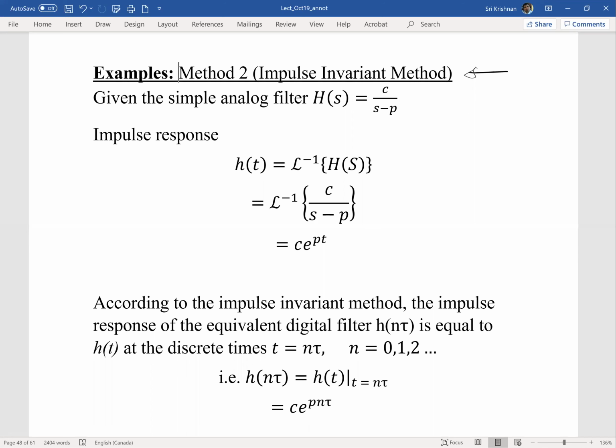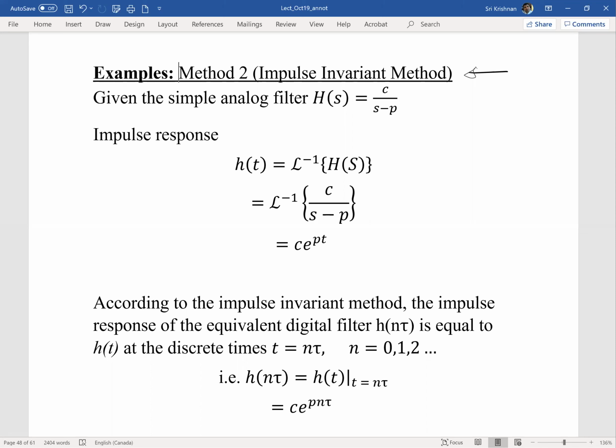What's given in this example is a simple analog filter by this transfer function. The transfer function in the analog domain is represented by a Laplace function, or in the S domain. So we have H(s) equal to c divided by (s minus p). That's the transfer function given for the analog filter.